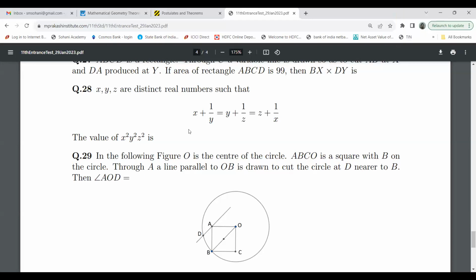But how did it? Okay, sir. You have to cross multiply. Just cross multiply. This will come here. This 1 into 1 will be on the right side. That is the answer.